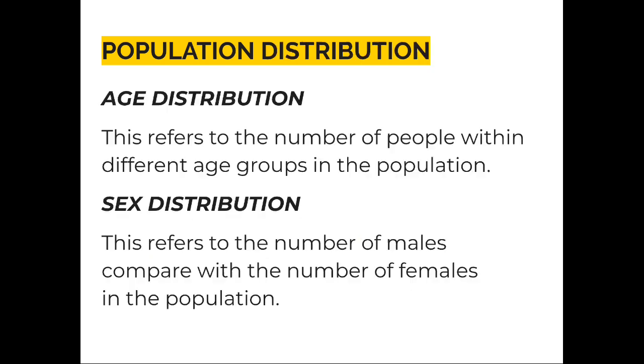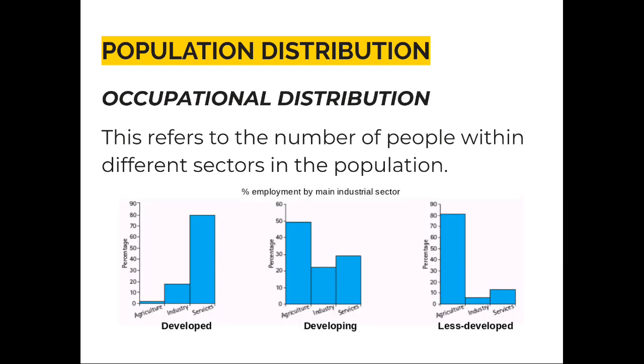Okay, next, age distribution and sex distribution. Basically, age distribution shows you the number of people within different age groups. And sex distribution shows you the number of males and females, the comparison of them. The other one that we would like to know is occupational distribution. What does it mean? This refers to the number of people within different sectors in the population.